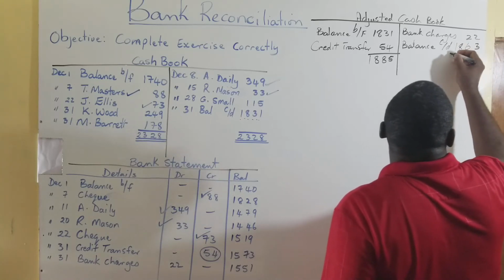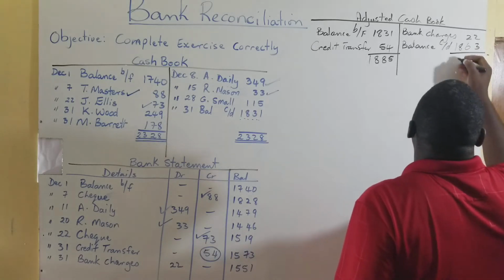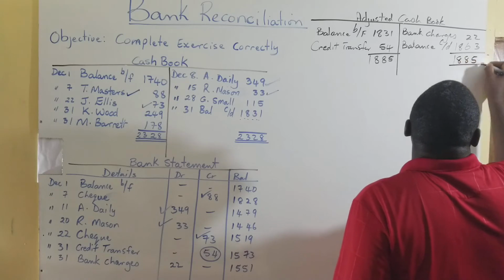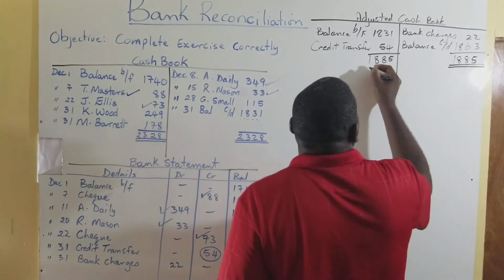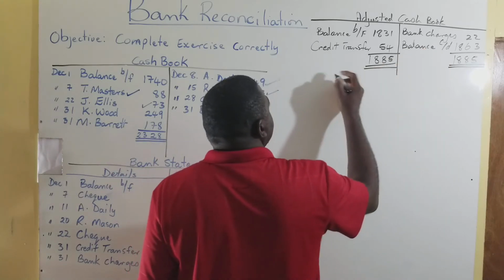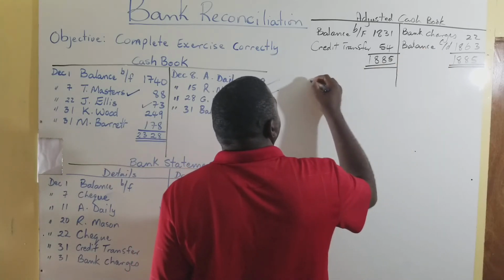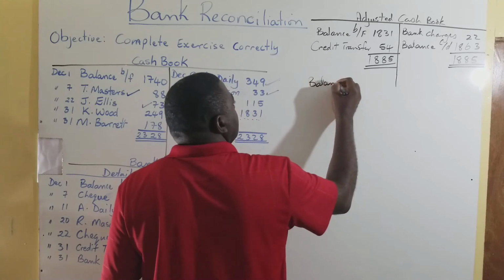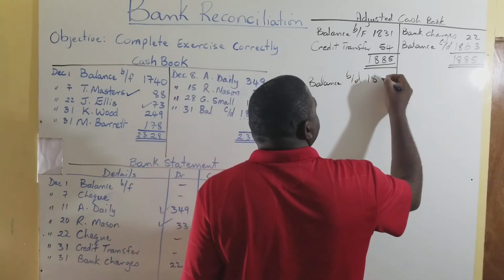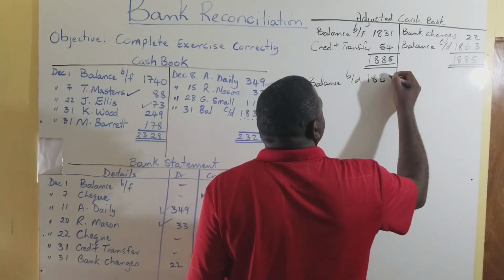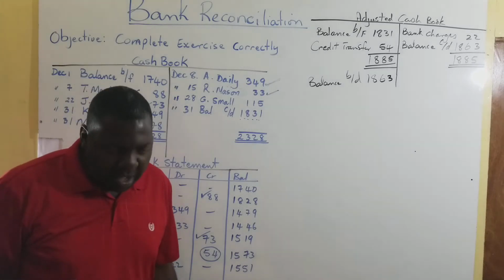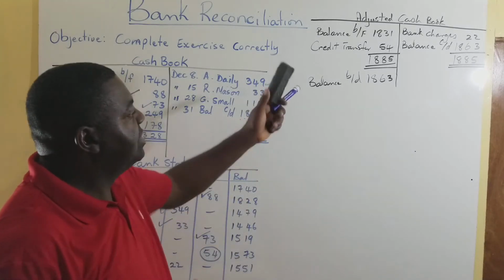Good. So, am I right? I hope I am. 1, 8, 8, 5. Yes, we close off that. Close off that as well. And this now becomes the balance b/d. Take down that, right? So it's going to become the balance brought down of 1863. So now we have accomplished the adjusted cash book.